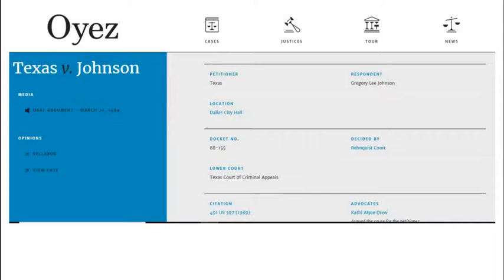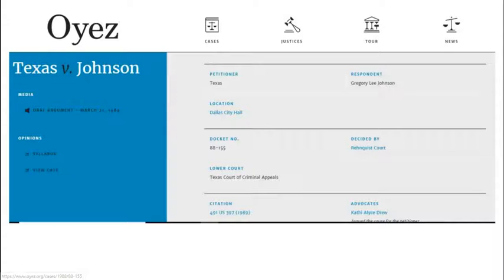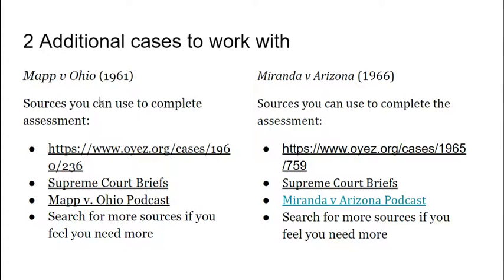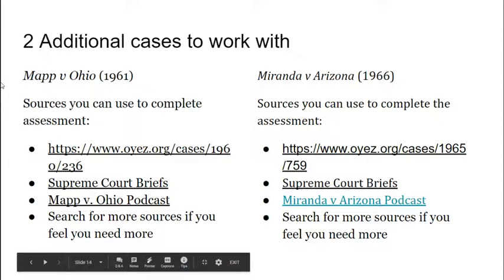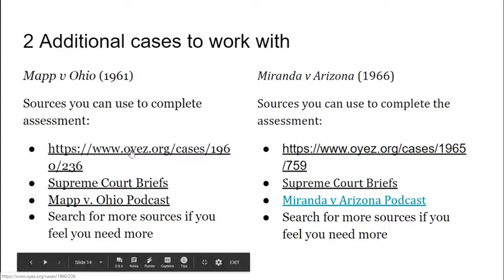And then each case that you're going to be looking at will have an OEA site which will provide you a verbal explanation of what came out of this case. And each one has the opportunity, if you're still struggling to understand the case or what you're trying to write down, I have provided a short podcast for each of the cases. And I will have everything listed for Texas as well. The other cases are Mapp versus Ohio and Miranda versus Arizona, and I have linked for you the main sources you will need to complete this assignment.